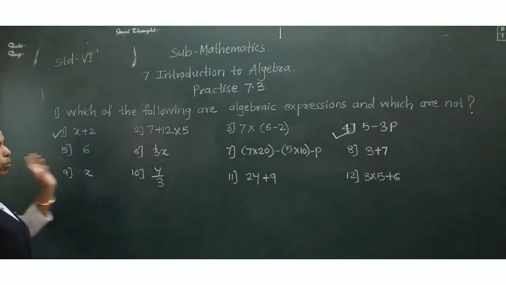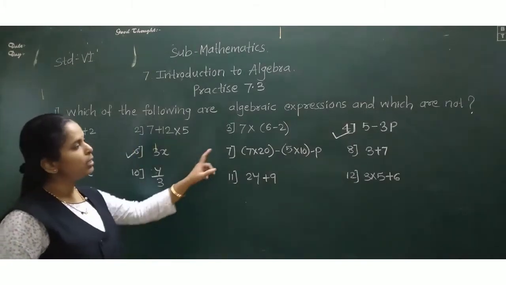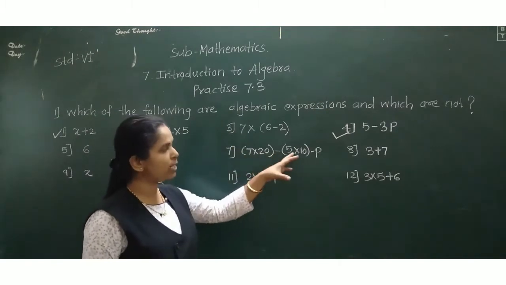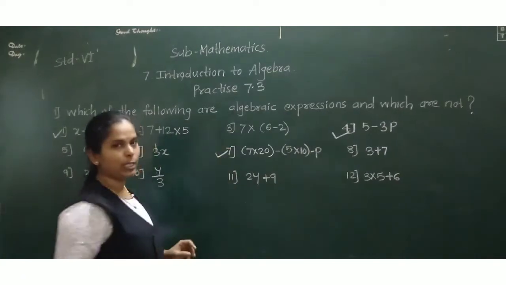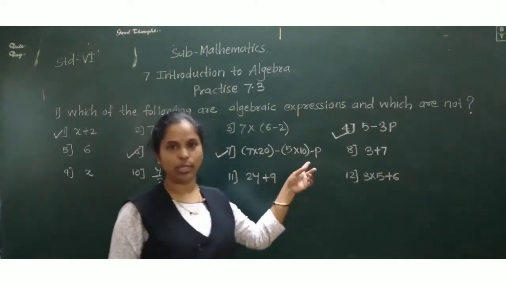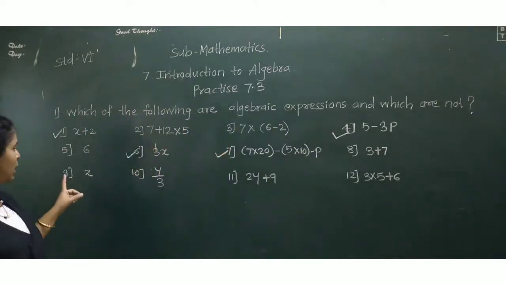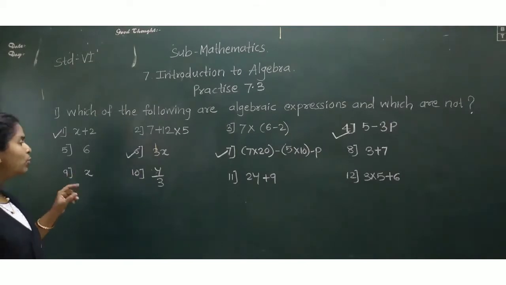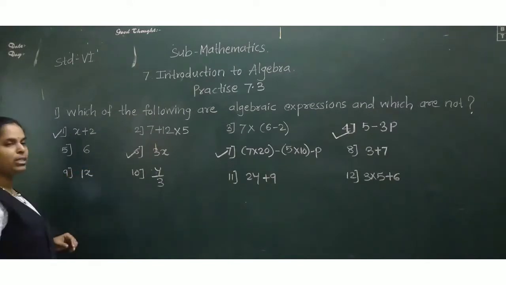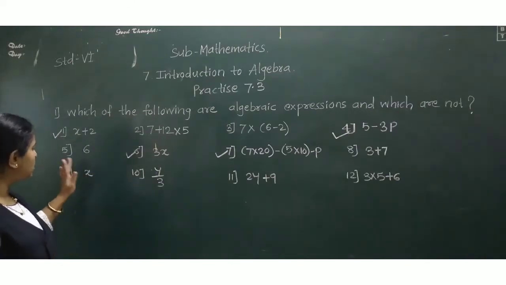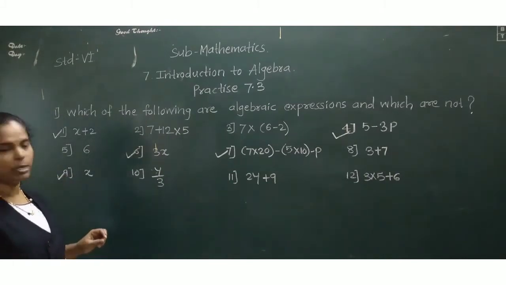6, no, only a number is there. 3x, yes, number and letter. This one, 7 into (20 minus 5 into (10 minus p)). Yes, this is also an algebraic expression because along with the number, a letter is also there. Next, 3 plus 7, no. That is an example of a mathematical expression. x: you will say here only a letter is there, teacher, a number is not there. When nothing is there, 1 is taken. That means yes, a number is there, 1 is always there. So yes, this is also an example of an algebraic expression.